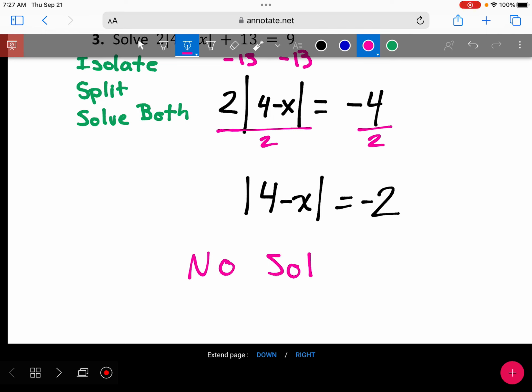It's not possible. It's unsolvable. Yes, dear. Say it a little bit louder for me. If an absolute value, when it's isolated, equals a negative number, no solution. So there's a lot of caveats in that. But yes.